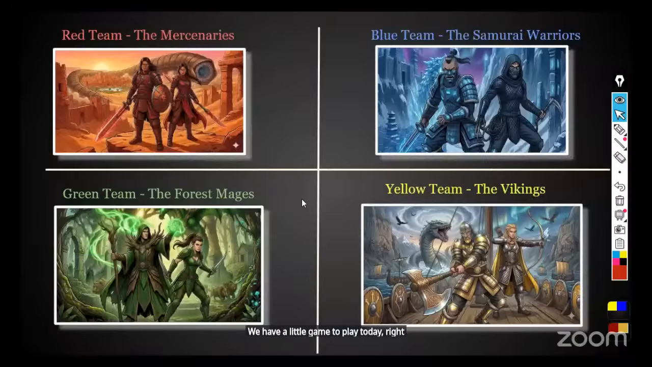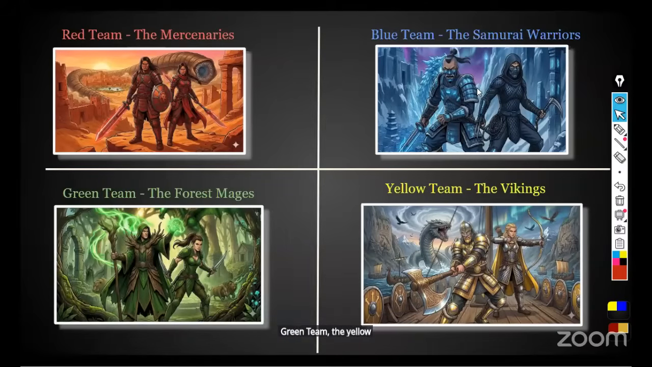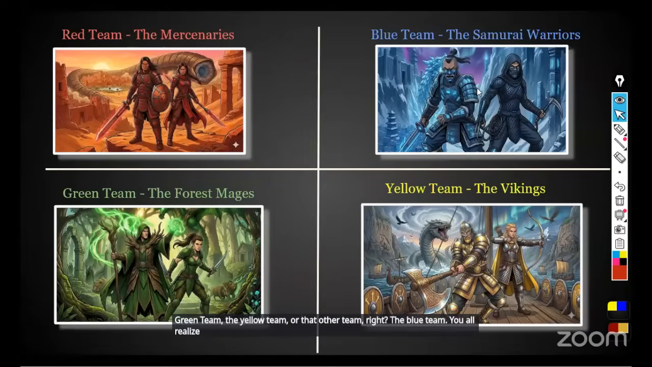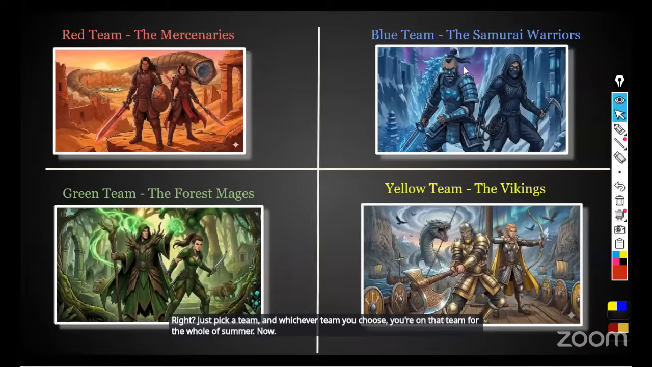By now, everyone should have finalized on being on a team. If there are any new people here, just mentally choose a team, or you can let me know in the chat. It's either the red team, green team, yellow team, or that other team, the blue team. You all realize I have a real grudge against the blue team. Just pick a team, and whichever team you choose, you're on that team for the whole of summer.